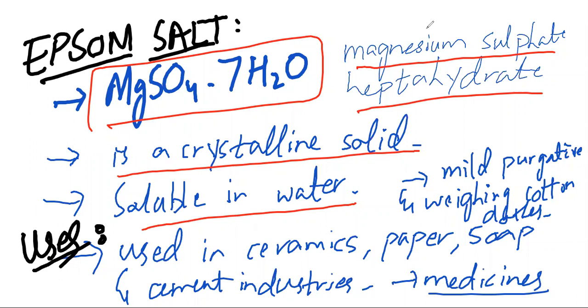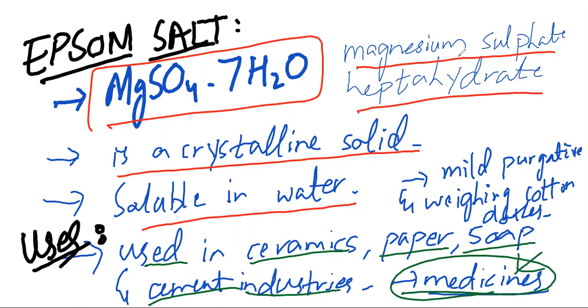And the most important things are its uses. What are its uses? Used in ceramics, paper, soap, cement industries. Okay. And then also for medicines. The second use is purgative medicines, and also used for mild purgative and weaving cotton clothes. Weaving of cotton clothes. This is all from the term of Epsom salt. Now, the next term is gypsum salt.